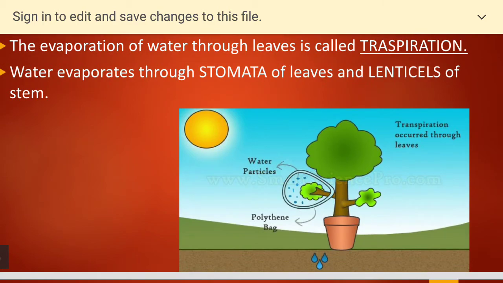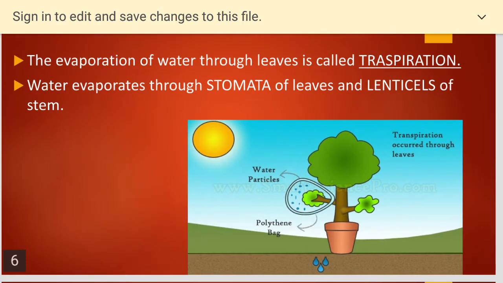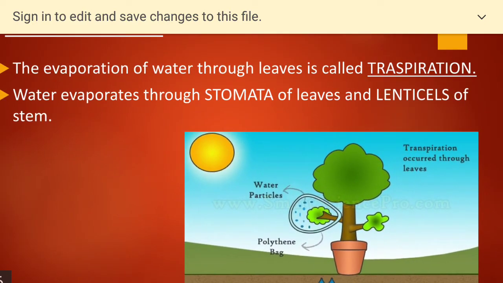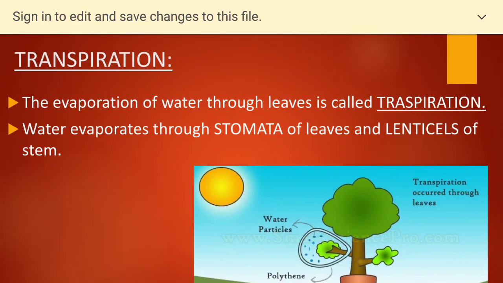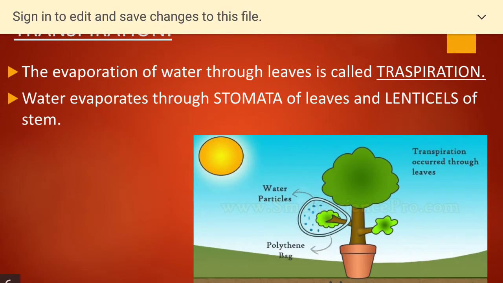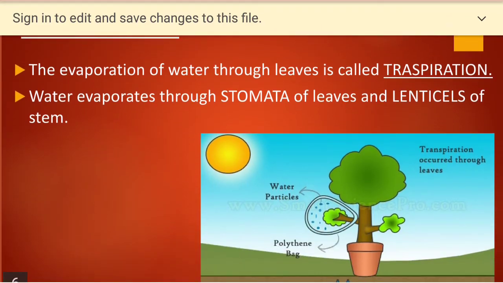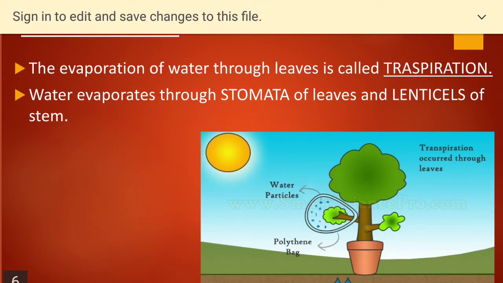Photosynthesis and all the processes take place, and after 8 hours or 12 hours, you can remove the plastic bag and observe inside. We will observe water droplets inside the polythene bag. What does this indicate? This indicates that the water has evaporated from the leaf and accumulated in the plastic bag. So the process of evaporation of water through leaves is called transpiration.